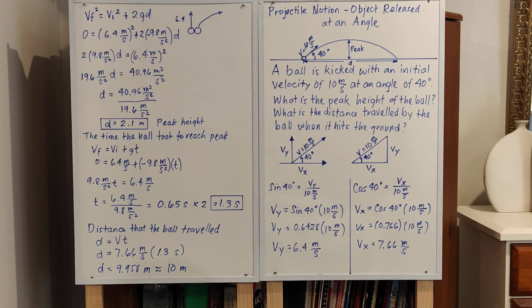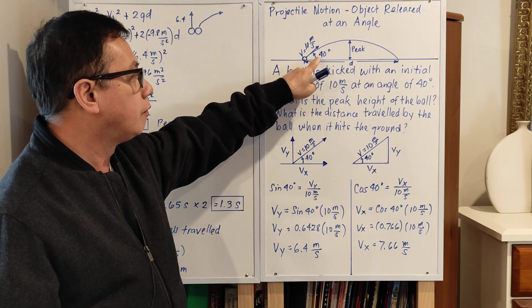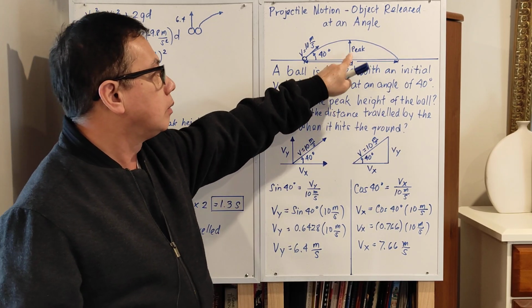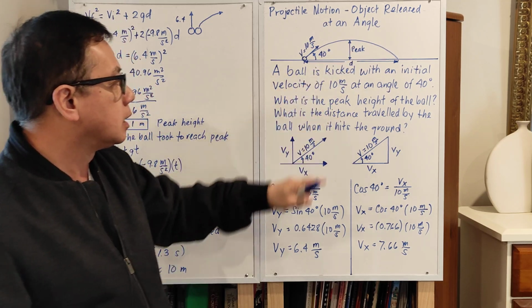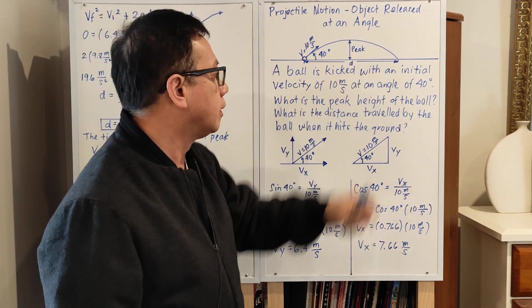A ball is kicked with an initial velocity of 10 meters per second at an angle of 40 degrees above the horizontal. What is the peak height of the ball, and what is the distance traveled by the ball when it hits the ground, which is from here to here?